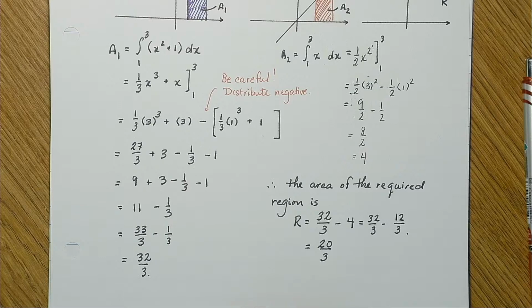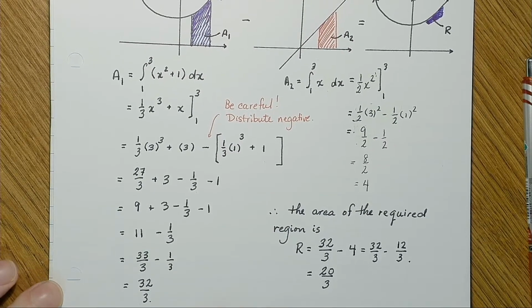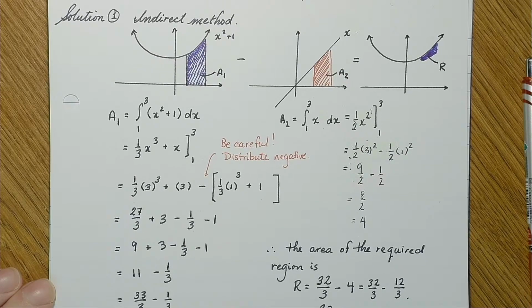How's that? So that was the first solution. So you can do it that way. That's fine. So that's the indirect method. We can also do the second solution.